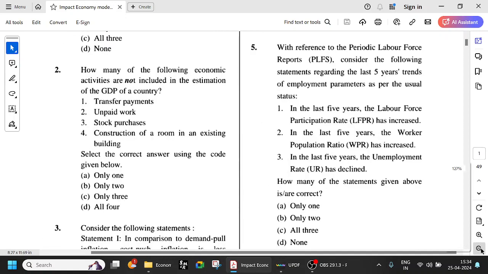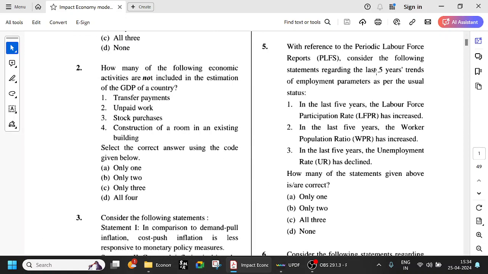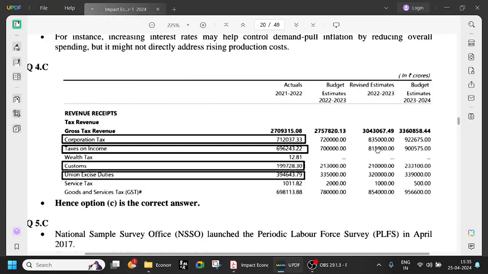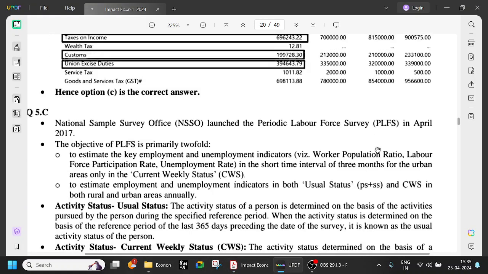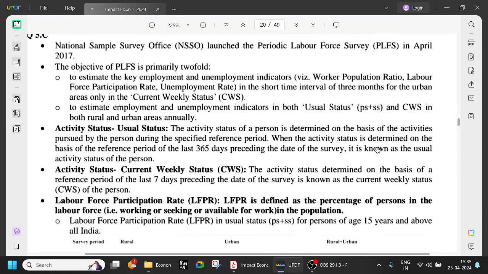So with reference to the Periodic Labor Force Survey. The Periodic Labor Force Survey is very important. With reference to the periodic labor force reports, consider the following statements regarding the last 5 years trends of employment parameters as per the usual status. So, in order to understand these trends, first let us see what the PLFS is saying.